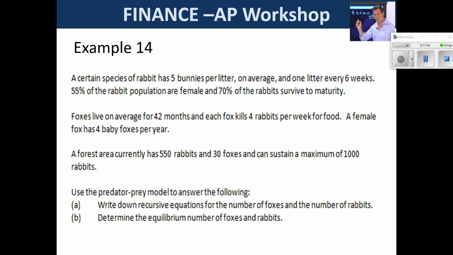Okay, so if we're talking about the rabbits, remember we want to have some growth. The growth rate says how many offspring do we have, what percentage were female, and what was the percentage survival. So we're trying to find those parameters so that we can go and work this out. So we have 5 bunnies per litter on average, and 1 litter every 6 weeks.